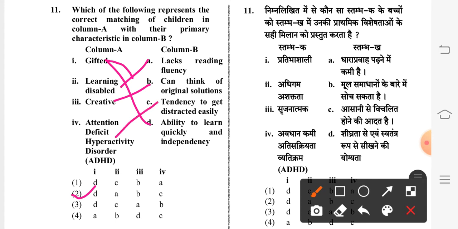So gifted means ability to learn quickly and independently. Learning disabled means lacks reading fluency. Creative means can think of original solutions. Fourth one, ADHD, attention deficit hyperactivity disorder, means tendency to get distracted easily.